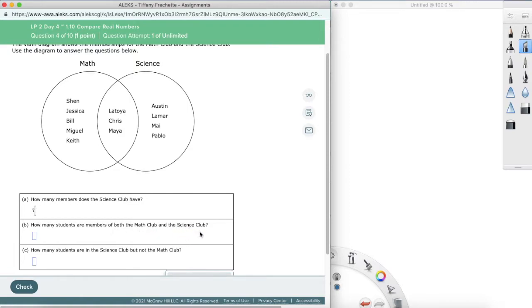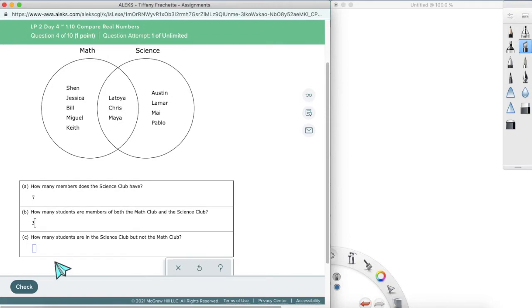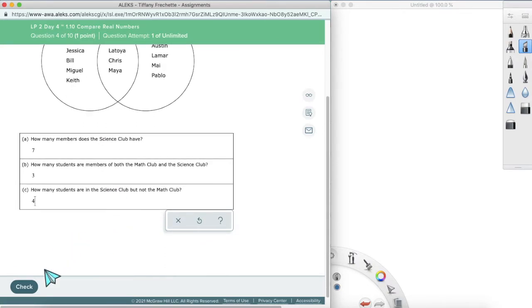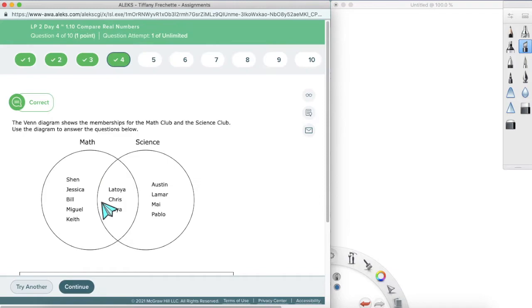How many students are members of both Math Club and Science Club? That's our middle, because it's "and." So that's 3. How many students are in the Science Club but not in the Math Club? So we want science but not math, so only the 4 that are off to the side, only in the Science Club. All right, let's go ahead and check. Yay, we got it. Okay, we're almost halfway there.